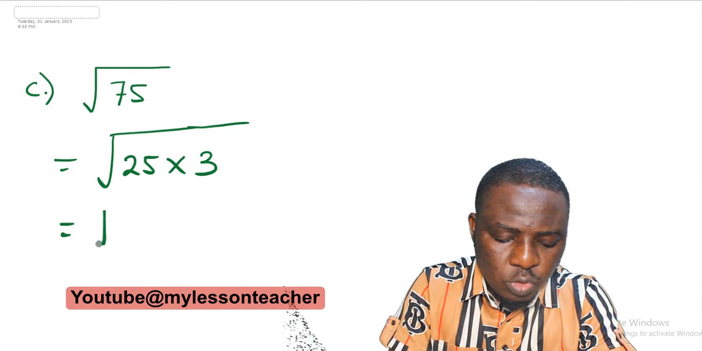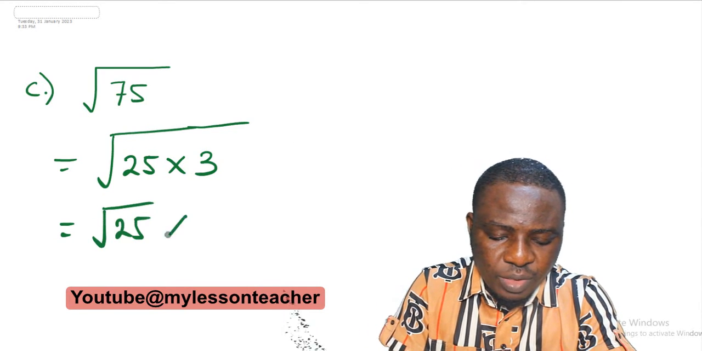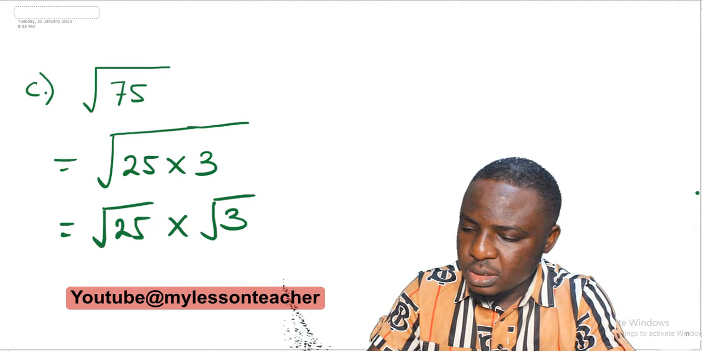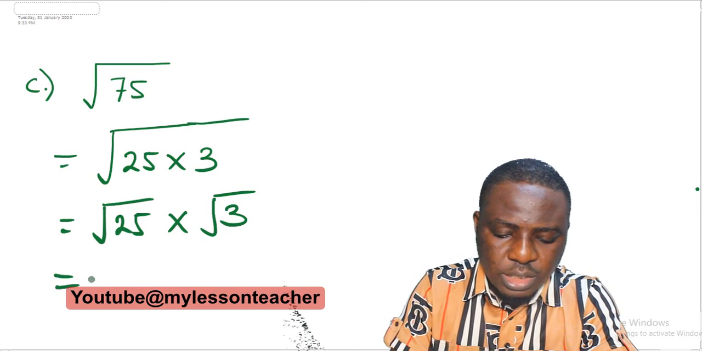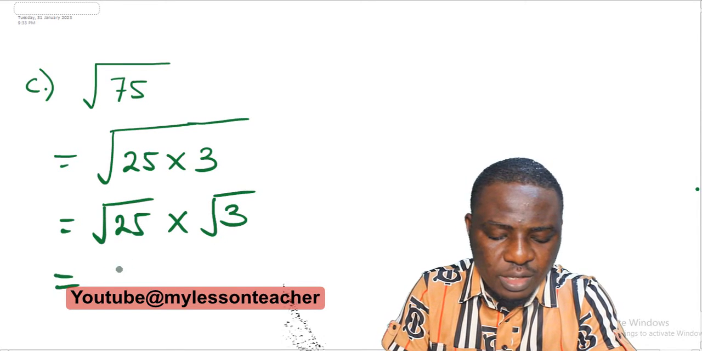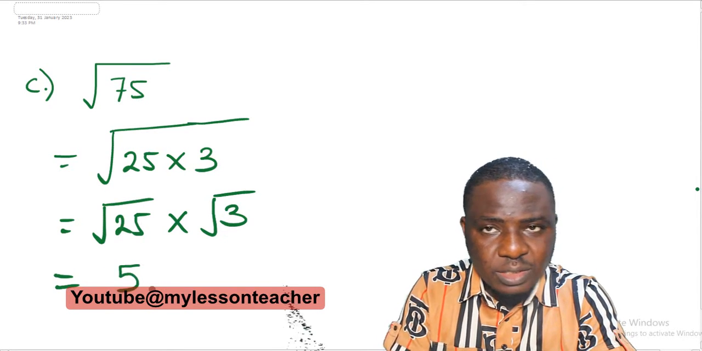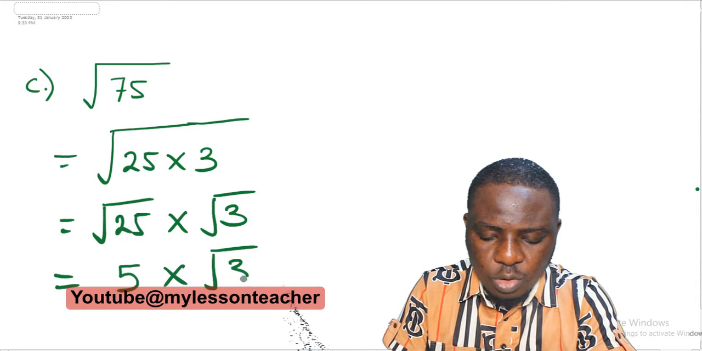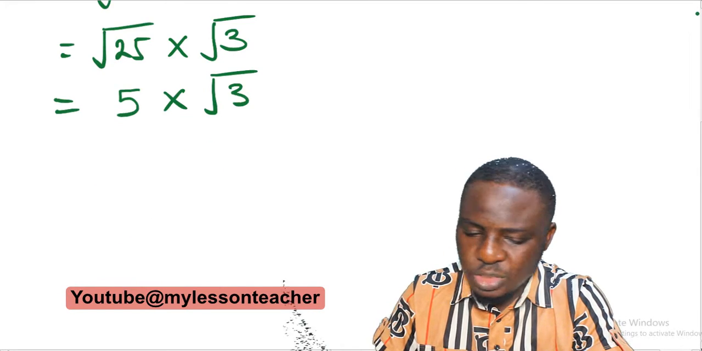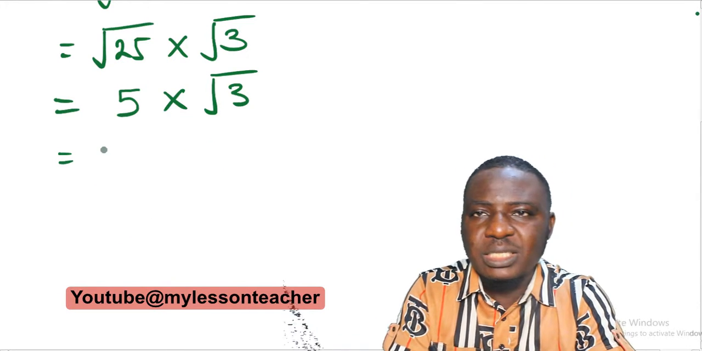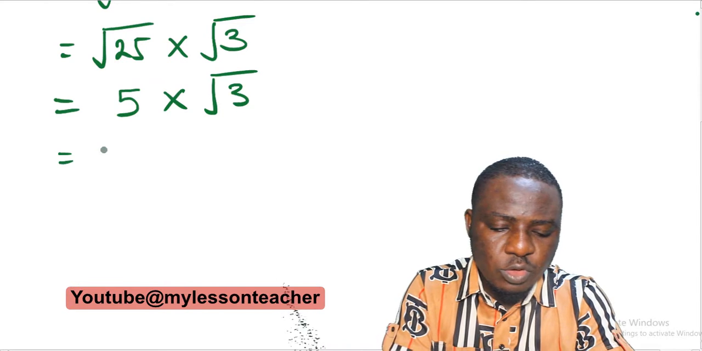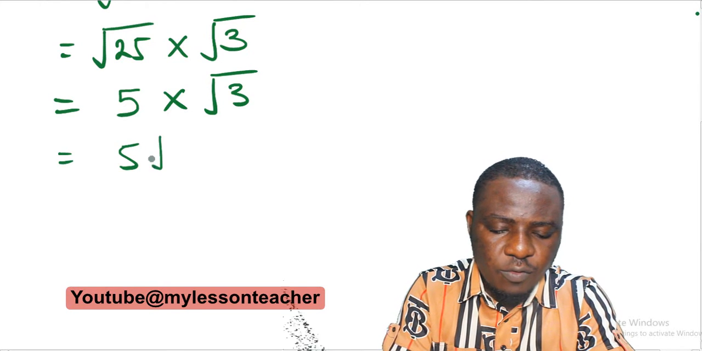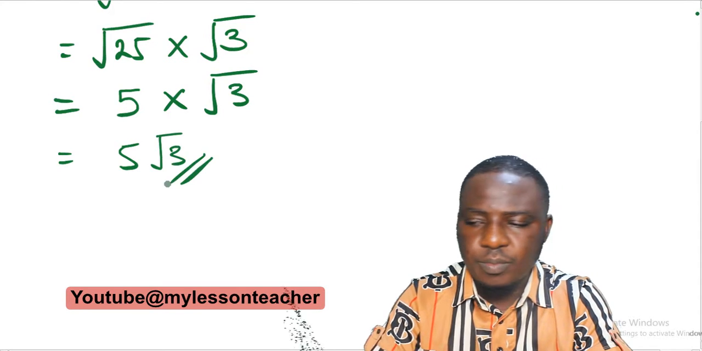So this becomes root 25 times root 3, and root 25 is said to be 5. Please take note, it's not root 5 but 5 times root 3, because root 3 cannot be simplified, which is said to be in its simple surd form. So 5 times root 3 gives us 5 root 3.